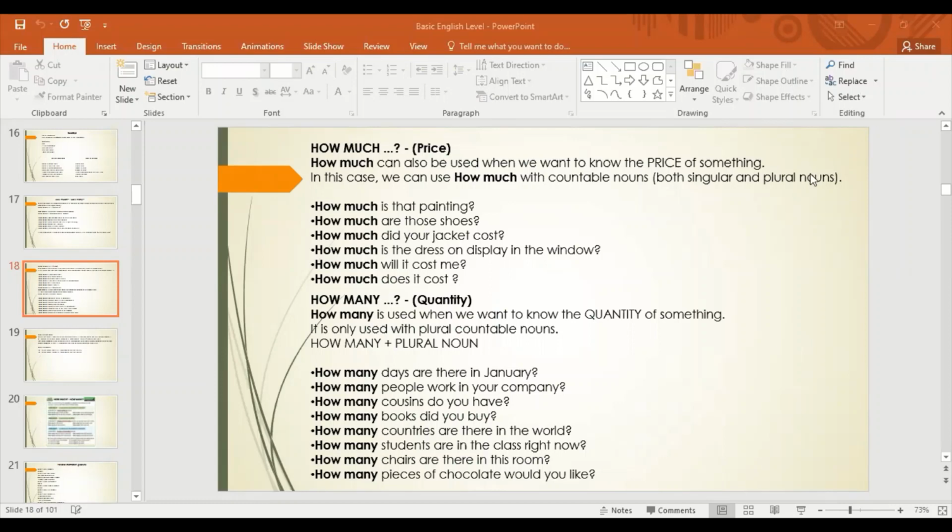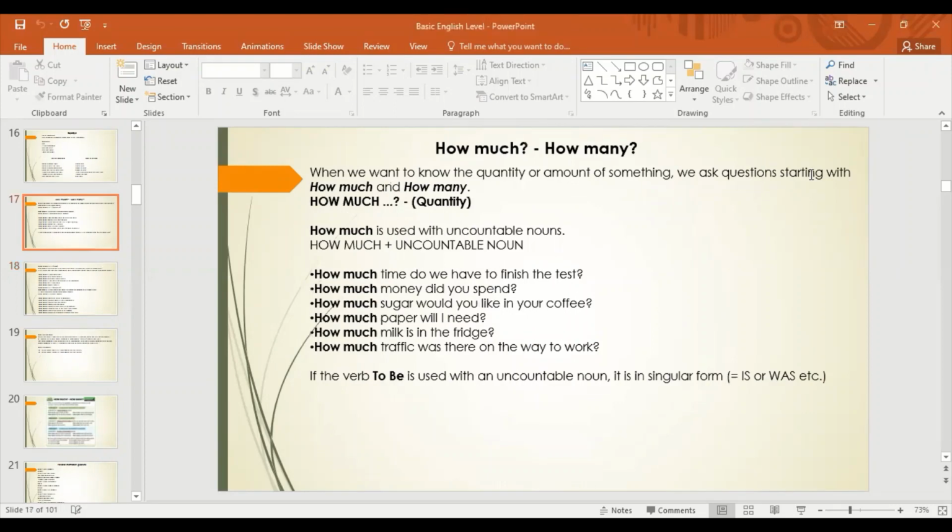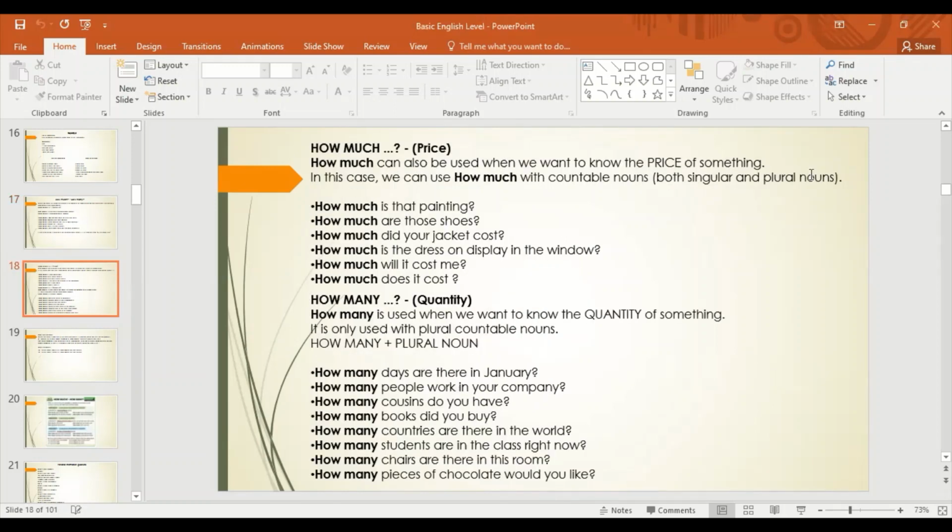So you must remember, when we talked about how much, we discussed quantity and uncountable nouns, and also we use how much for price, for both singular and plural. And if we talk about how many, we go only for quantity with plural nouns which we can count easily. That's countable. Okay.